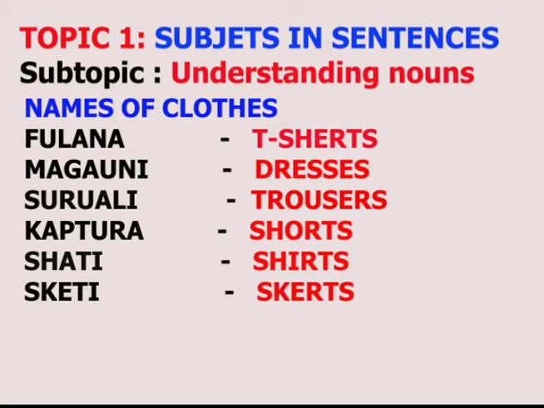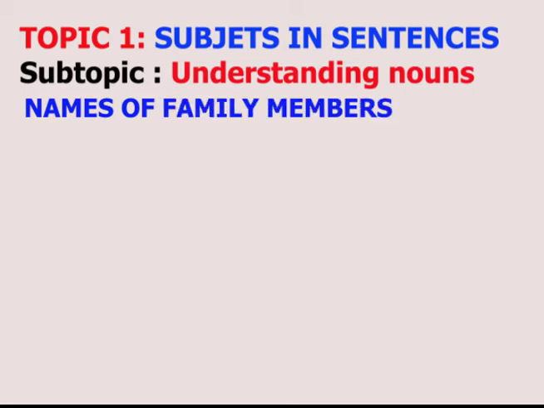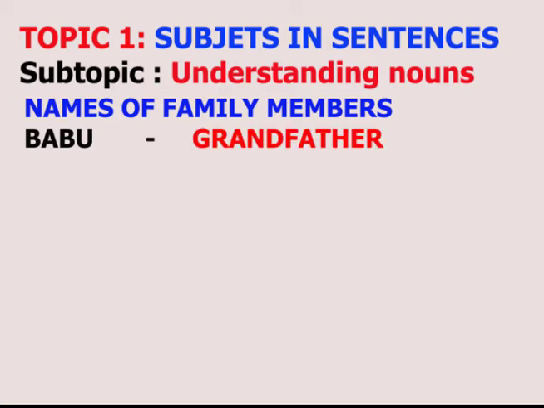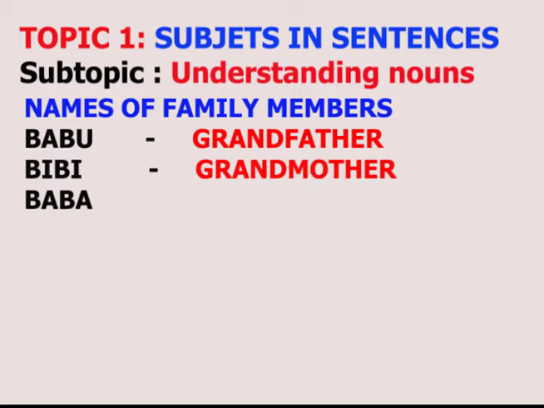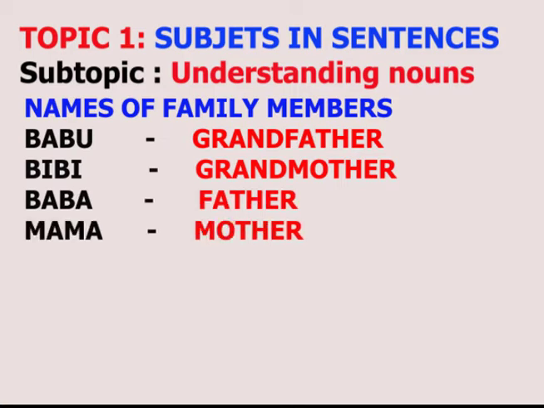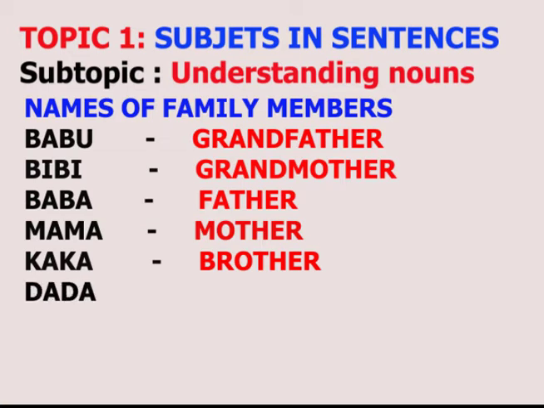But also nouns are names of family members. For example, babu. Babu in English is grandfather, which is a name too. Bibi in English is grandmother. We can have baba, which is father, and mama, which is mother. We also have kaka in Swahili, which in English is brother. You can also have dada, which in English we call sister.